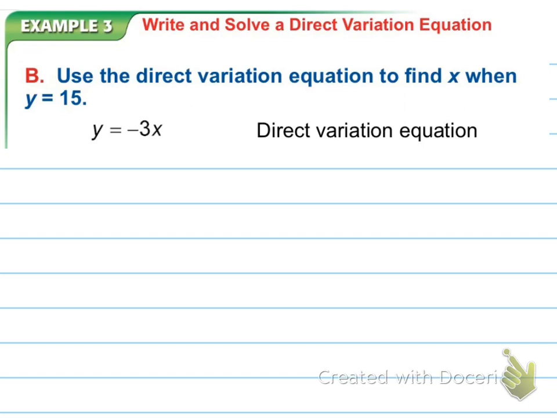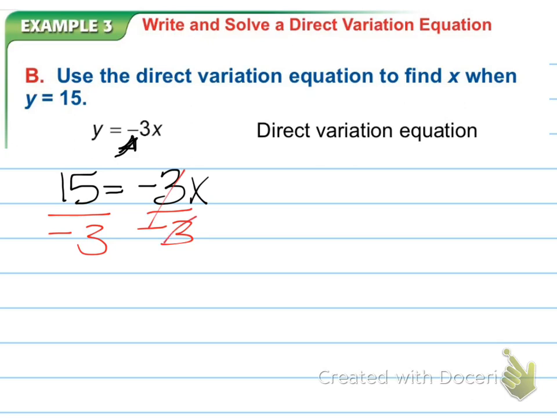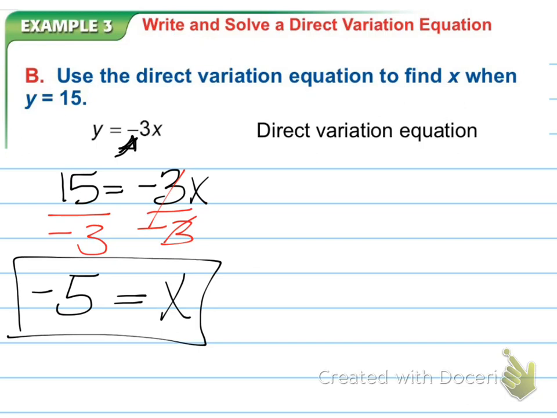So remember, we had negative 3 as our constant, right there. So now we're going to find the value of x if y is 15. So again, you start with the equation that you've got, and you plug 15 in for y, negative 3x, and then of course in order to solve that, you're going to divide by negative 3 on both sides. And so when the y value is negative 15, your x value is going to be negative 5. And that's it. That's all you have to do.